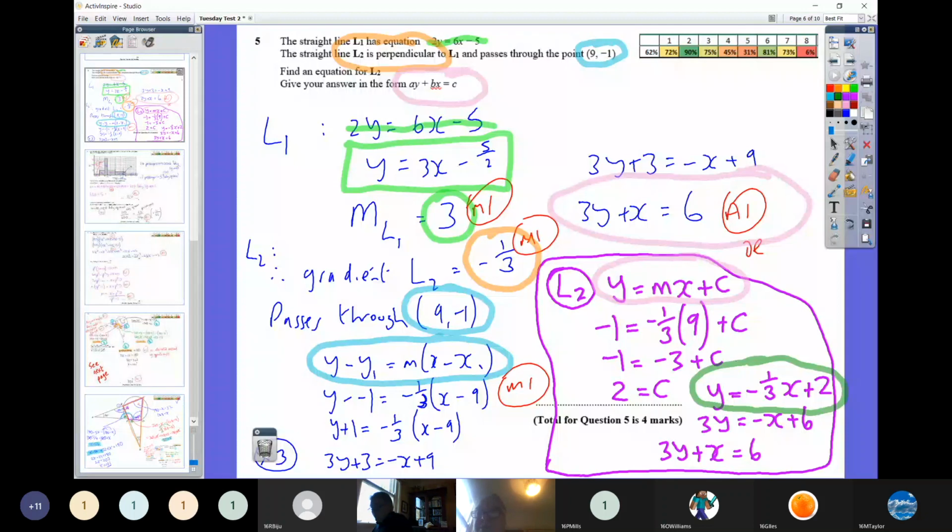So that was question 5. I think that one's all right. I think you should all really be aiming to be able to do something like that question 5. That wasn't that difficult, I think.